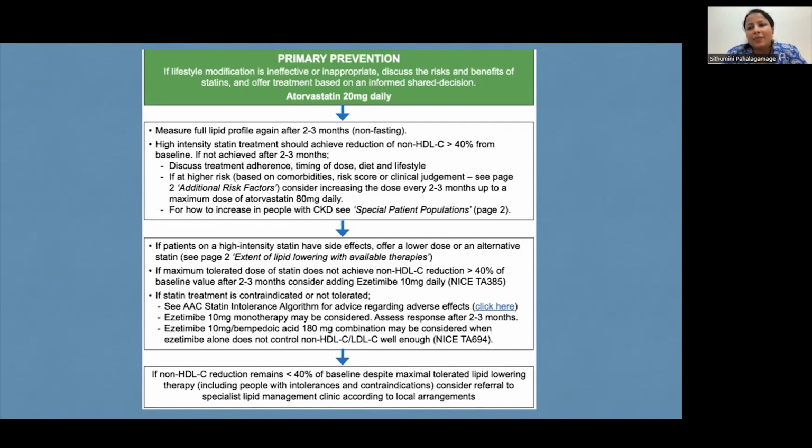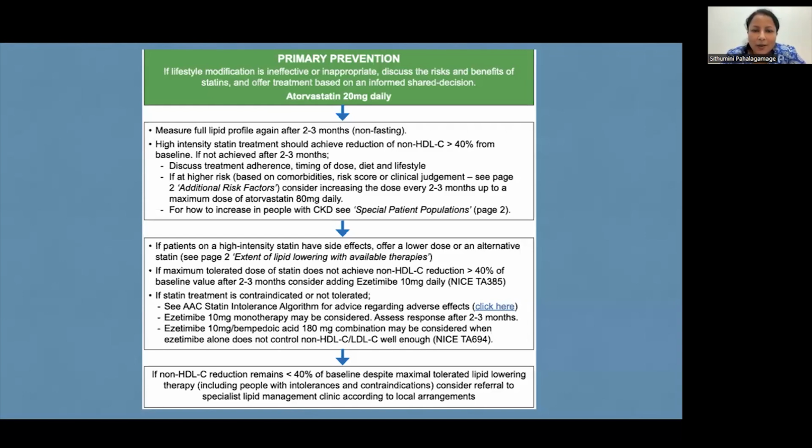And they say in these patients, it's cost effective to go right in with high intensity statin therapy, the lower end of the high intensity statin therapy, rather than starting with moderate intensity or low intensity. So they say start atorvastatin 20 milligram daily. If you start on something else like rosuvastatin, start with 10 milligram daily. And then we have to wait for 2 to 3 months and again do a lipid profile.